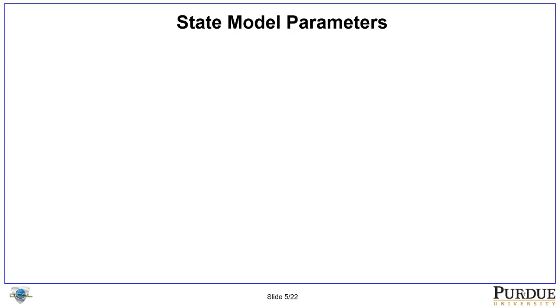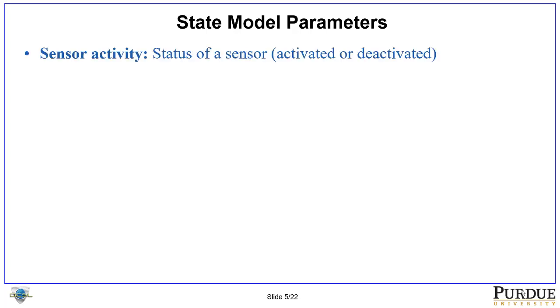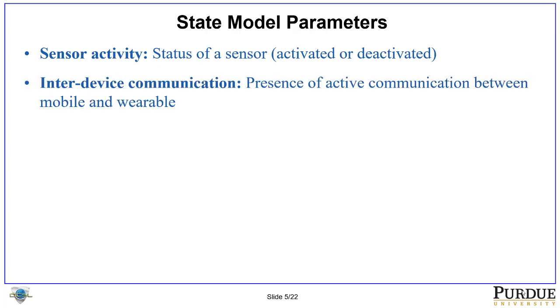In order to fuzz wearable applications with awareness of their state, Vulcan needs to build a state model for each app during a training phase. Vulcan uses two key features of wearables to build this model: the sensor activity and their inter-device communication. The first one indicates the status of each sensor equipped in the device, while the inter-device communication denotes the presence of any ongoing synchronization between the mobile and the wearable. We define the state of the app as a vector using these two parameters.